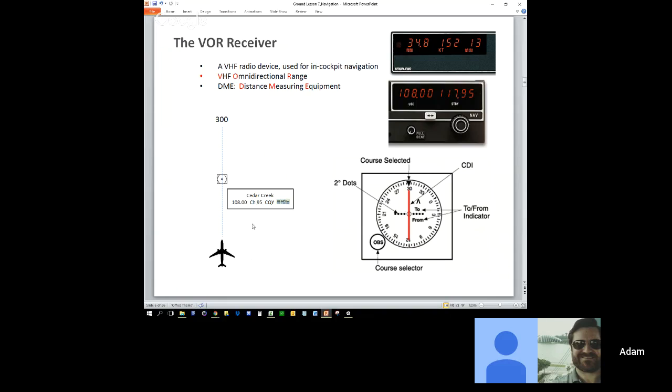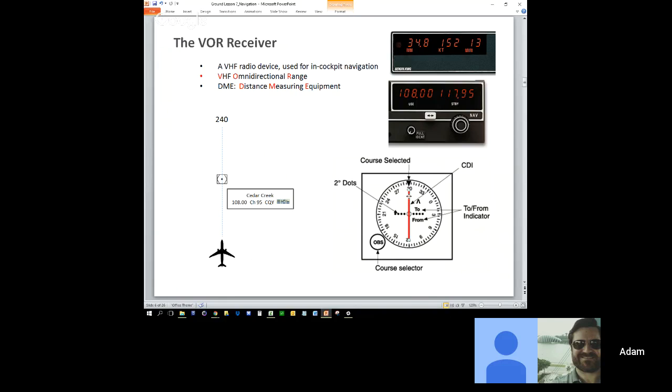If I decide that I want to fly a different radial, like let's say I want to make a left-hand turn and fly on the 240 radial, then I would have to turn my OBS selector until the 24 was at the top of the gauge, and then I would have to center the needle.